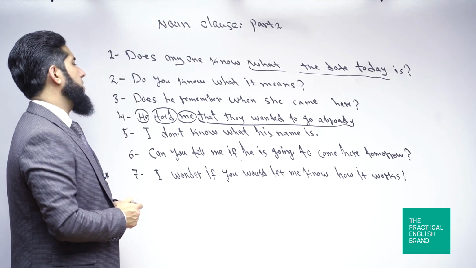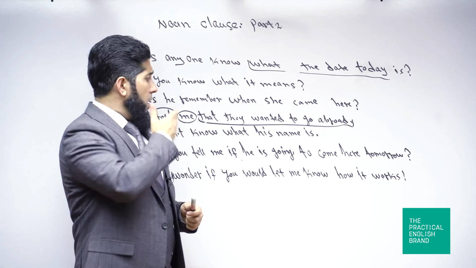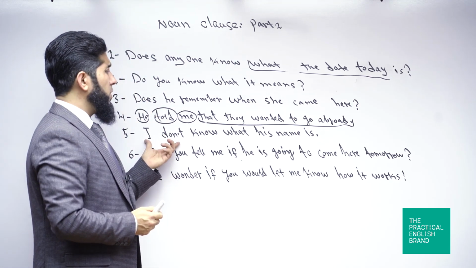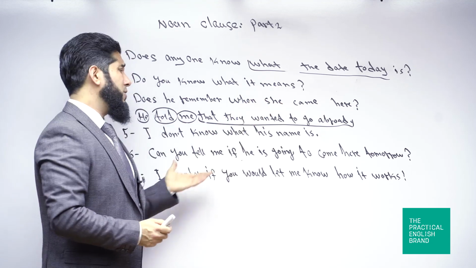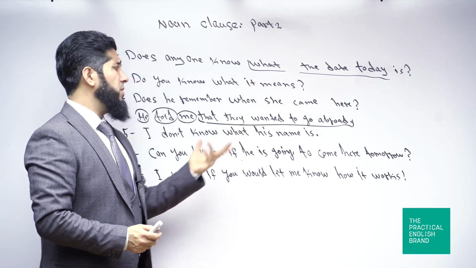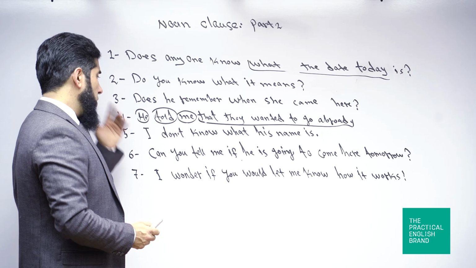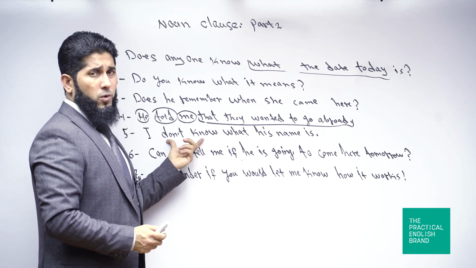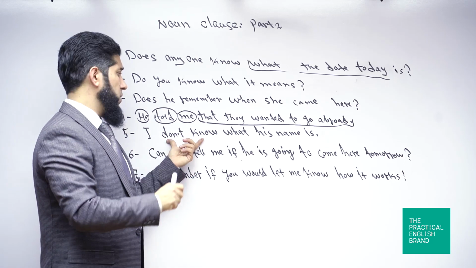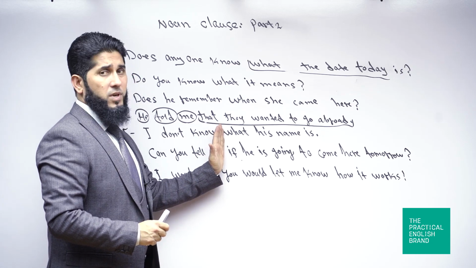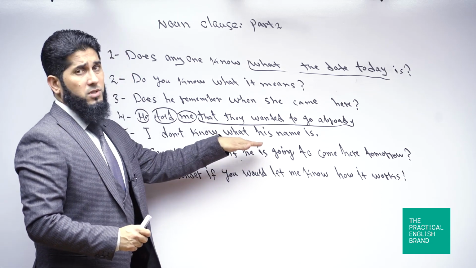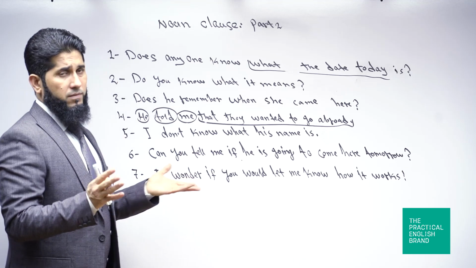Sentence number 5, I don't know what his name is. Now, if somebody says, I don't know what's his name, I don't know what is his name, that will not be correct, okay? So I don't know: I is the subject, don't know is the verb, negative form, okay? And what his name is, the noun clause which functions as the complement of this main verb.